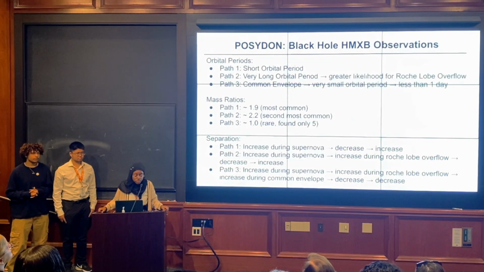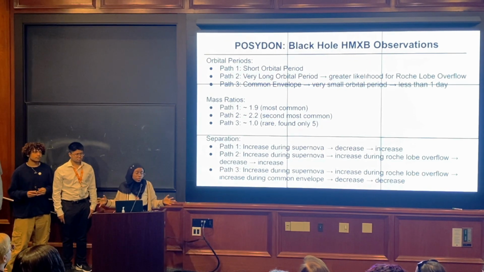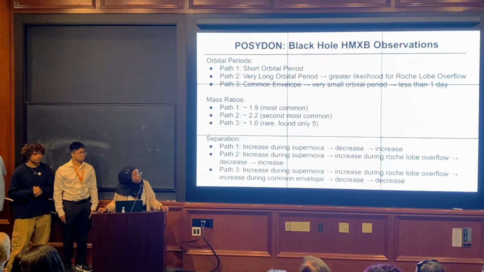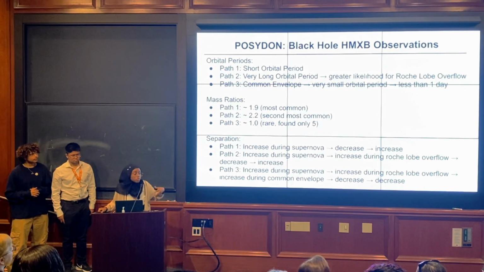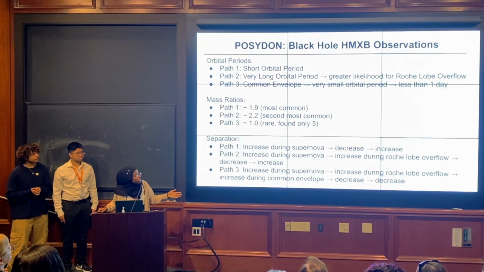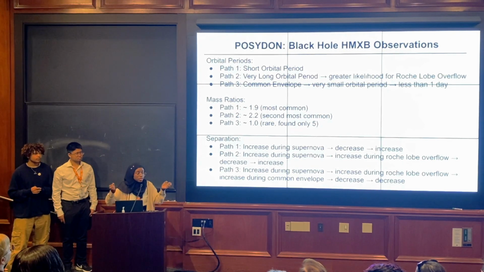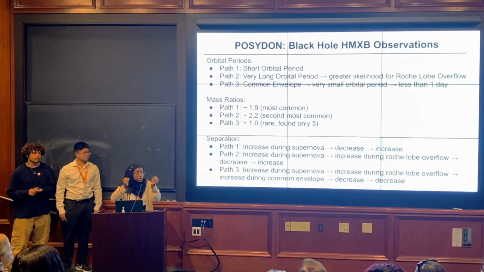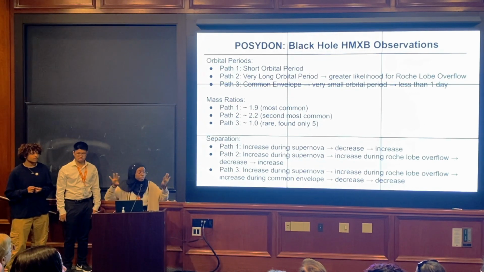So some observations we made with the black holes are that the masses have to be really, really massive for them to become black holes. As you can see, the mass ratios for path 1, we have 1.9, which was the most common. Path 2, we have the second most common, which is 2.2, and the rarest, path 3, with a mass ratio of 1. Some observations we made are that the orbital period will get larger as the masses of the star get smaller, and so will the separation, because as the stars are getting smaller, they're also being pushed farther apart.